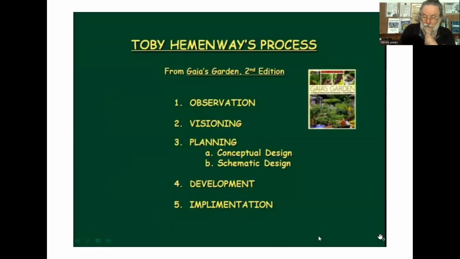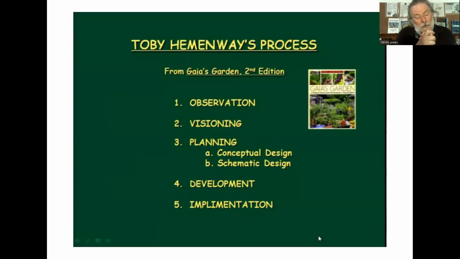That's a scientific method. One of the biggest selling permaculture books, especially in the US, is written by a guy called Toby Hemenway. He's a very good author and a very good communicator, sadly passed away now. And in his book, he talks about how it always starts with observation.